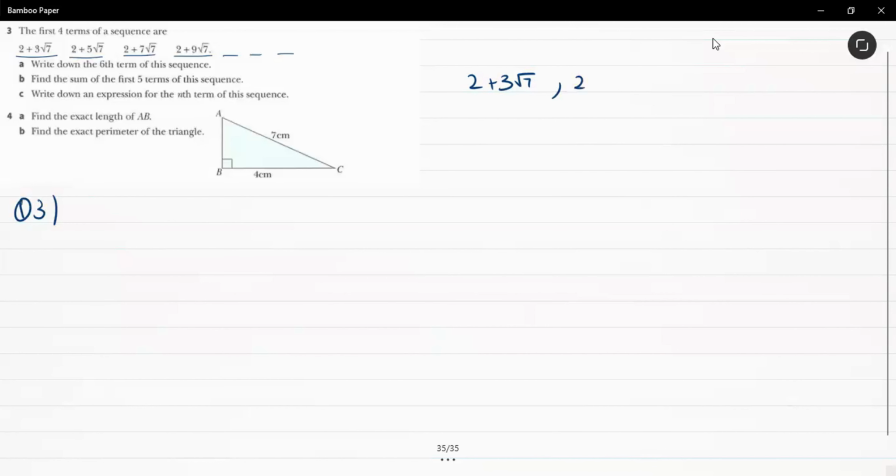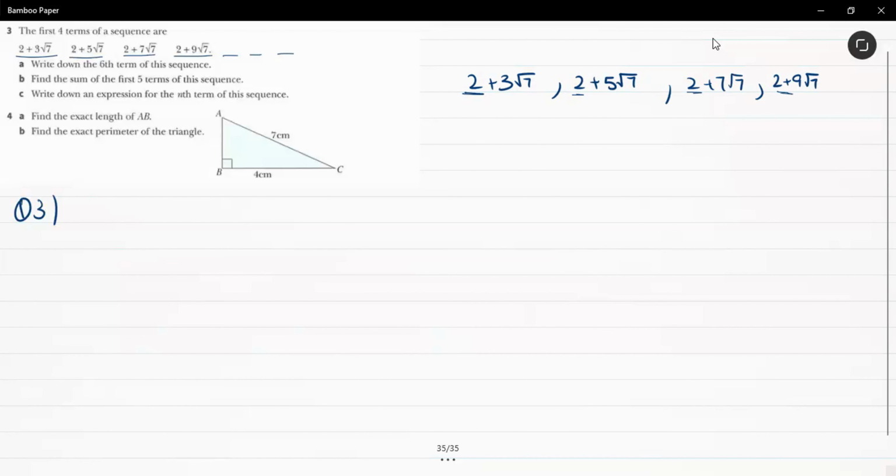And then it comes 2 plus 5 under root 7. Then it goes on to give 2 plus 7 under root 7, and then 2 plus 9 under root 7. Okay. Now the thing is, when you write it down, you notice that the index term, the term with no surd, is the same. So we can say that some value related to under root 7 is being added.